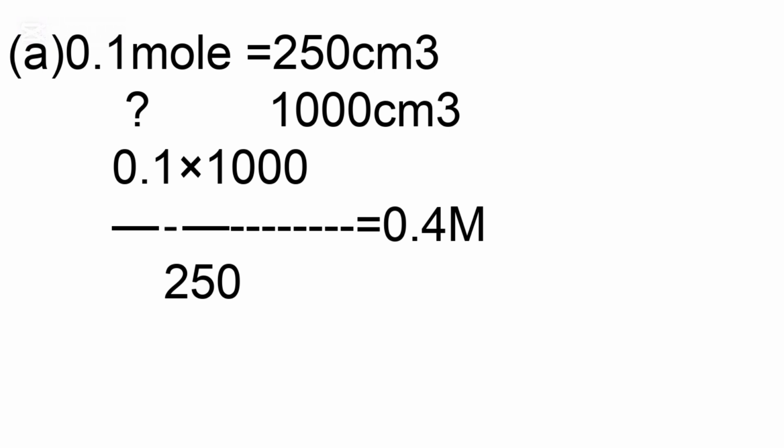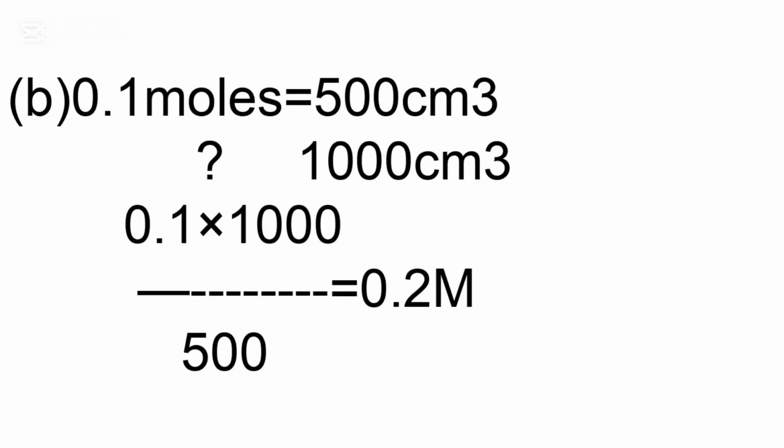The molarity is 0.4 molar. Part B. The 0.1 moles were dissolved in 500 centimeters cubed. Then we relate to 1,000 centimeters cubed. It will be equal to how many moles? So we take 0.1, cross multiply with 1,000 divided by 500. And that gives us 0.2 molar.